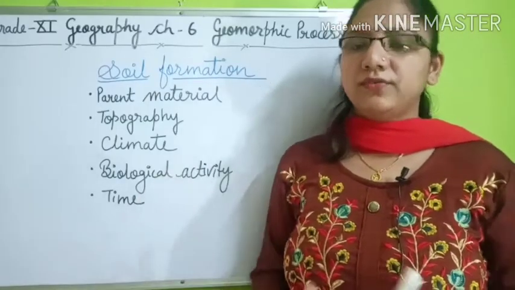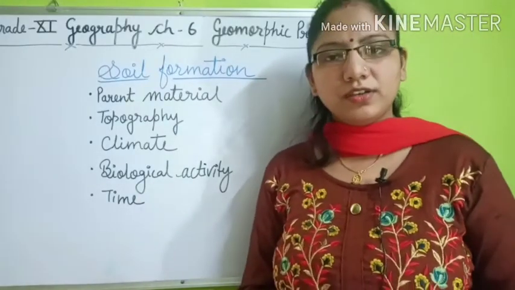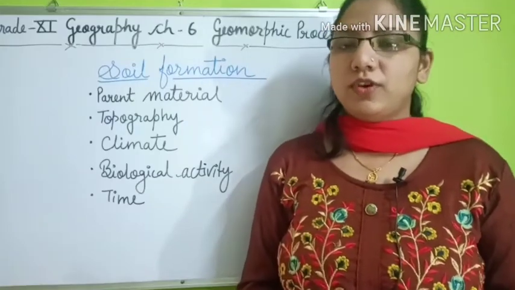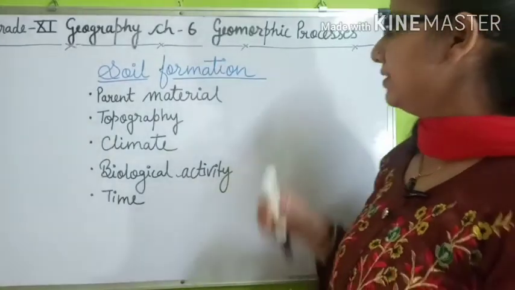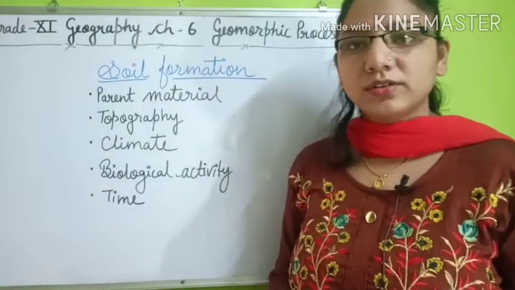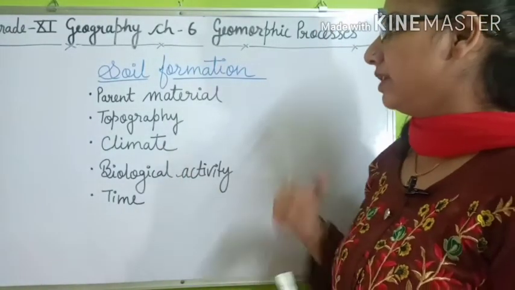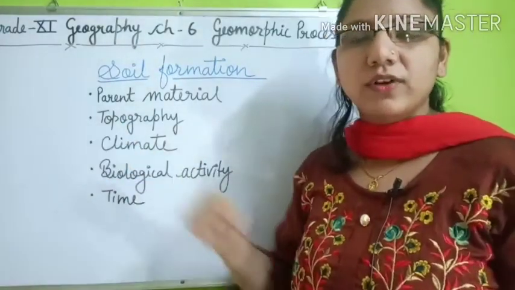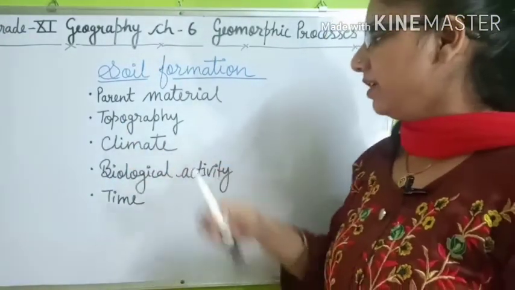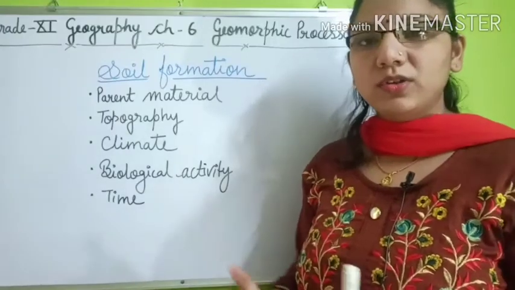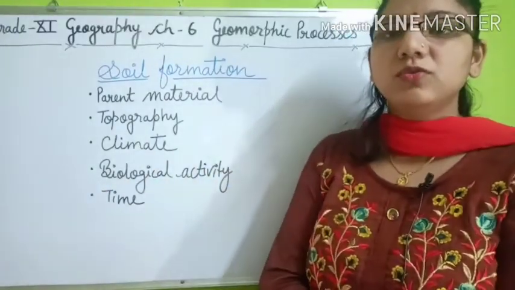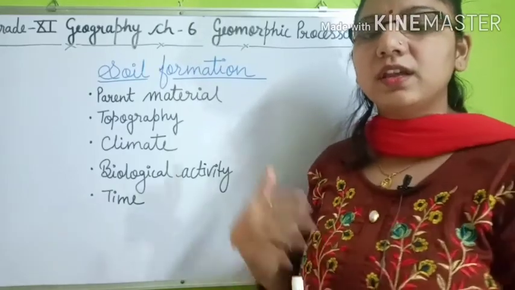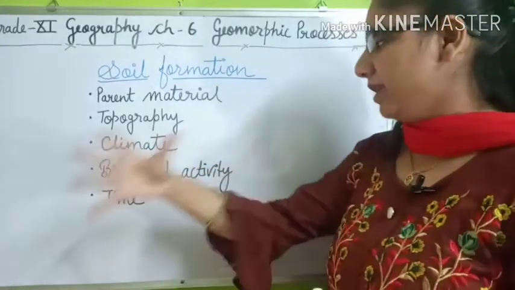Students, here are a few factors which are affecting the soil formation, and these factors are known as the parent material, as the parent rocks, and the topography, meaning the structure of our earth layer. Then climate, the climatic conditions are also a factor which are affecting the soil formation, due to which we are not getting the same soil in every place.